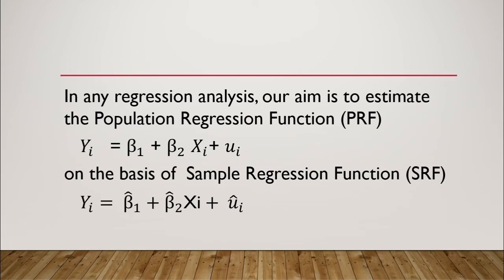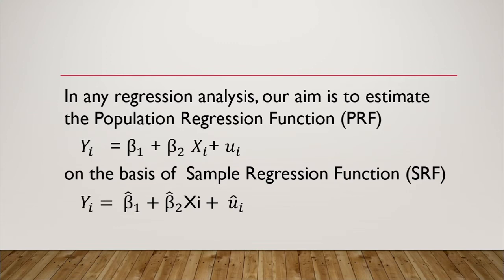So, in any regression analysis, our aim is to estimate the population regression function Yi is equal to beta 1 plus beta 2 Xi plus ui on the basis of information provided by the sample. That is, on the basis of the sample regression function, Yi is equal to beta 1 hat plus beta 2 hat Xi plus ui hat. As I have already mentioned, our ultimate aim is to estimate the population regression function. We want to find out the values of the true population parameters beta 1 and beta 2.